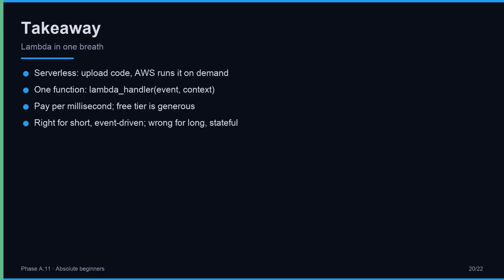The free tier gives you 1 million invocations and 400,000 gigabyte seconds every month, more than enough for learning. Lambda is the right tool for short, event-driven tasks. It is the wrong tool for long-running or stateful work. That is the entire concept. Upload, trigger, pay per blink.